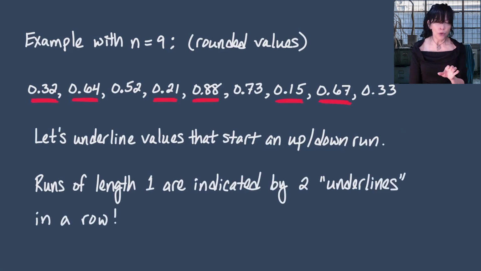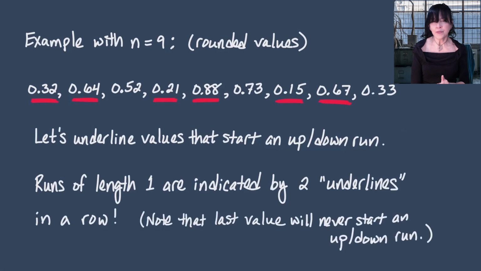And note that the last value will never start an up-down run. When I'm here at 0.67, that is actually looking at the number in front of it; 0.67 is starting a run down to 0.33 of length 1. And then I can't tell if 0.33 is starting a run because I would need the next number to be greater than 0.33. And this is the end of my sample in this little toy example.